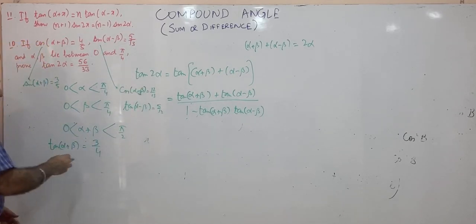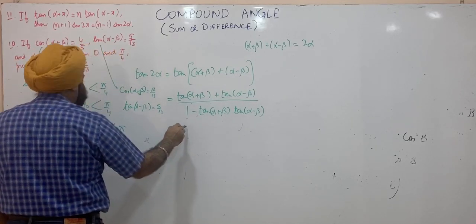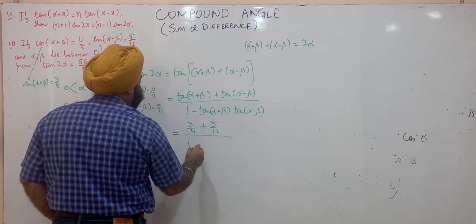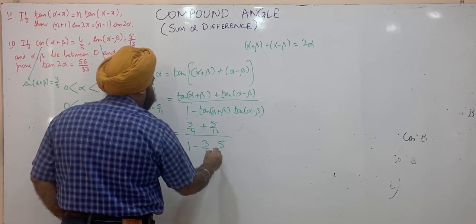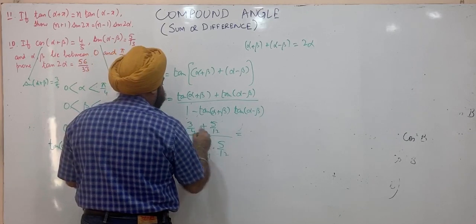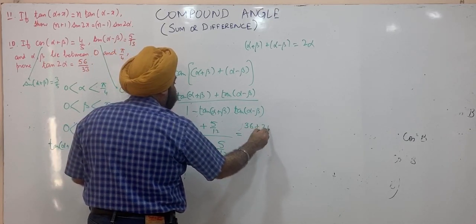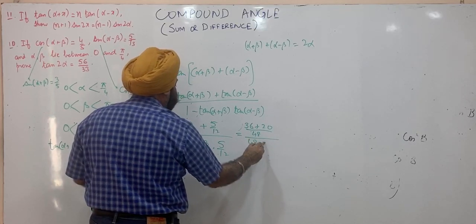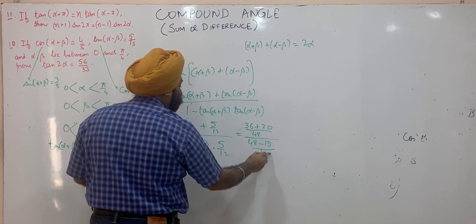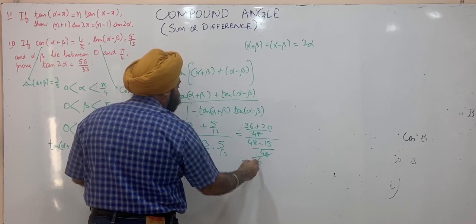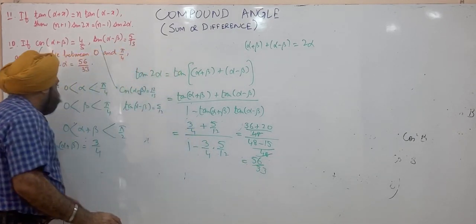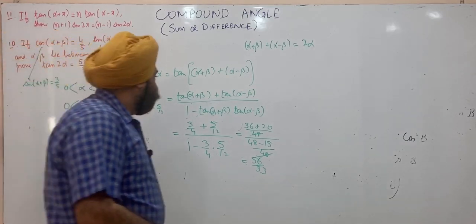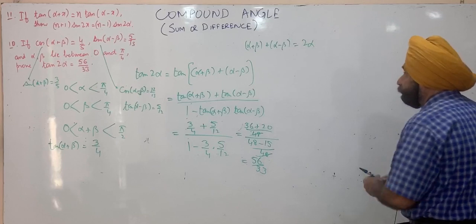So we have the values, we substitute them here. Tan of alpha plus beta: 3 by 4 plus 5 by 12, upon 1 minus 3 by 4 into 5 by 12. This is 36 plus 20 upon 48, and the denominator is 48 minus 15 upon 48. This will cancel out. 56 upon this is 33. This is what we wanted to prove. Tan 2 alpha is 56 upon 33. The last one.